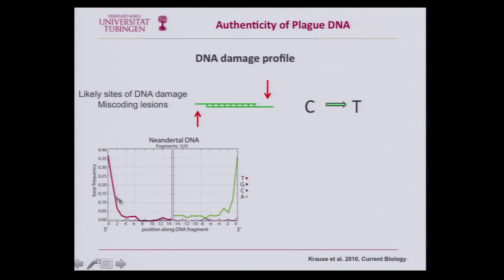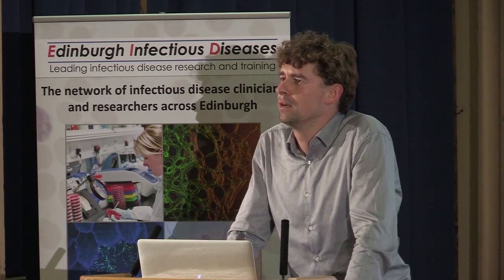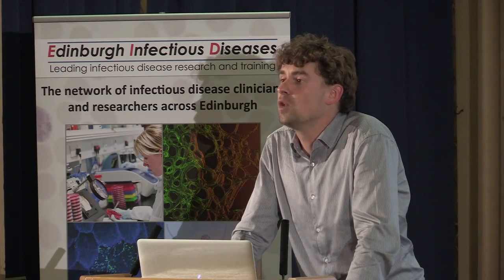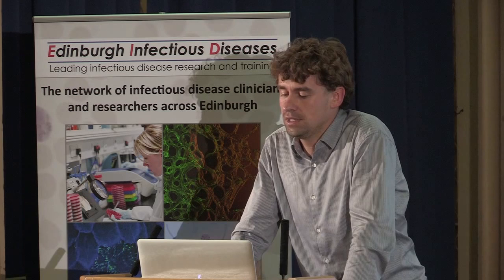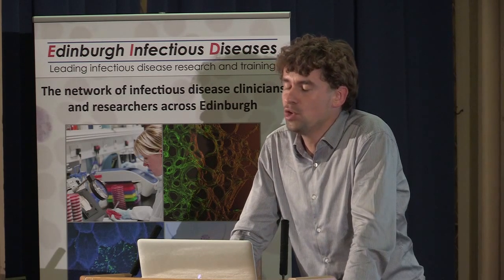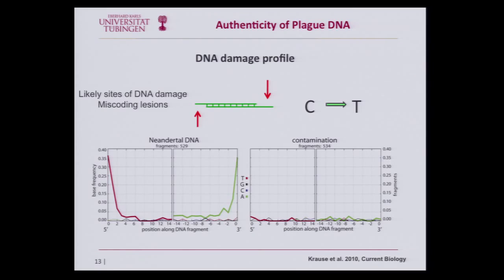But it's basically this pattern where, if you move along the DNA molecule, at the beginning of the DNA molecule you have a lot of DNA damage, and at the end you have a lot of DNA damage. And that's something that we have observed not only in this Neanderthal DNA here, we have seen it in mammoth, in cave bear, in ancient pathogens, in all kinds of ancient DNA sources. However, where we do not see it is in contamination.